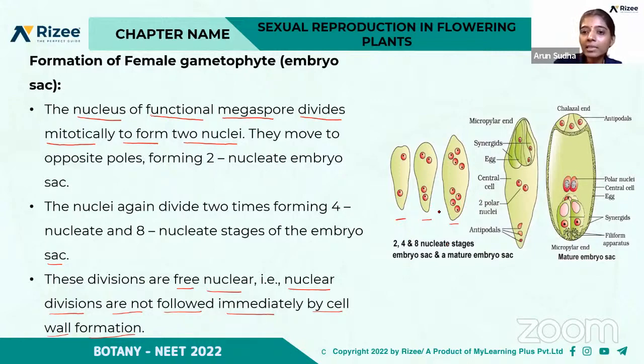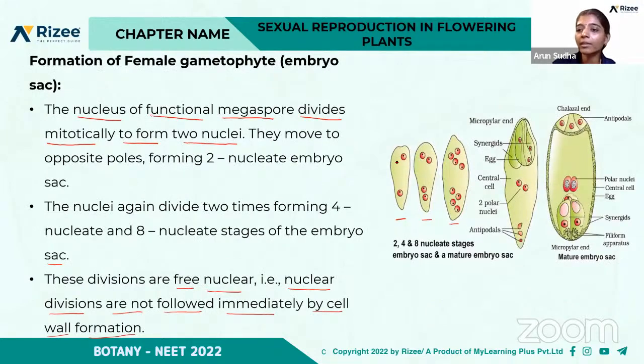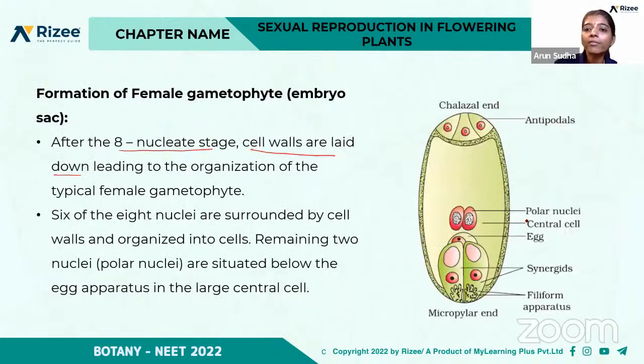So what is the next step then? After the 8 nucleate stage, that is, 8 nuclei are formed now, the cell walls are laid down, leading to the organization of the typical female gametophyte. So how is the female gametophyte formed now? In the previous step, we saw that there is no wall formation. So the next step is the formation of the walls. So how are they formed?